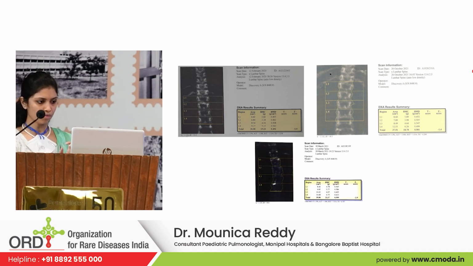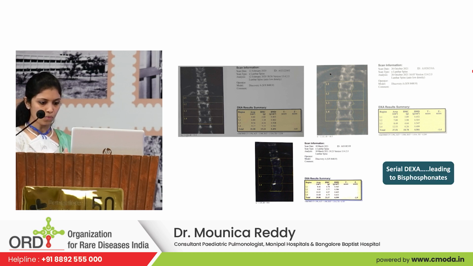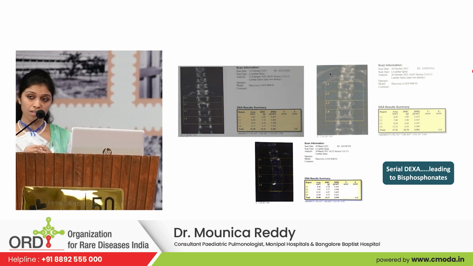This is one example of a child who came to us in 2020, whose Z score back then was minus 1. In the next year, when the scan was repeated, the Z score came at minus 1.4. And in the successive year, the Z score was minus 2.9. So when the Z scores are dropping and there is osteopenia, a Z score of less than minus 2, it is important to prevent any fractures, and that is where the role of bisphosphonate infusion comes in. Serial DEXA scans help us decide which children need bisphosphonate.